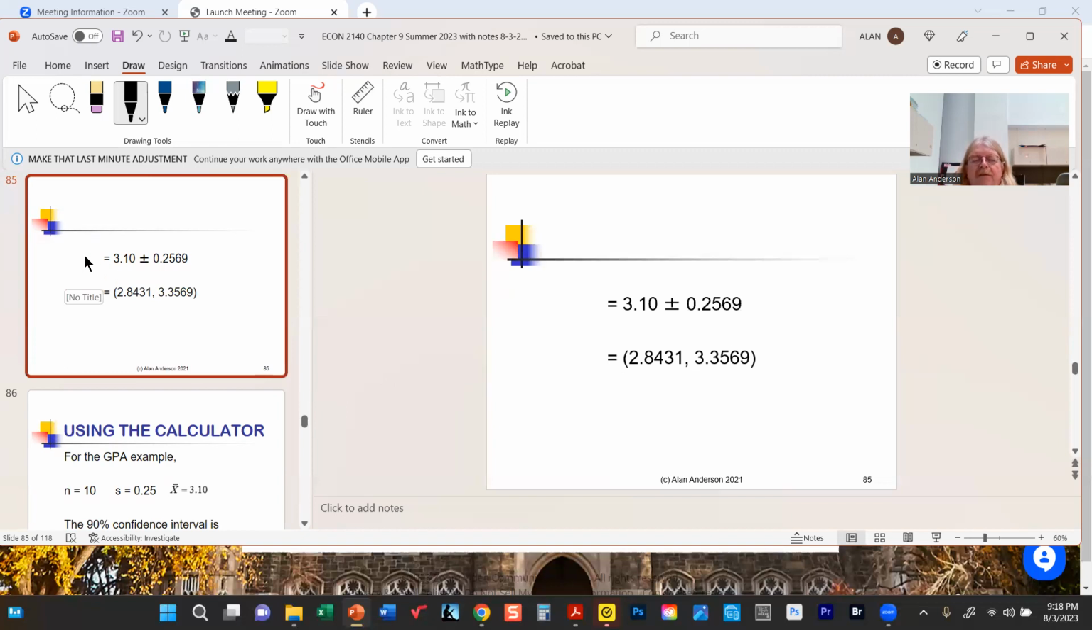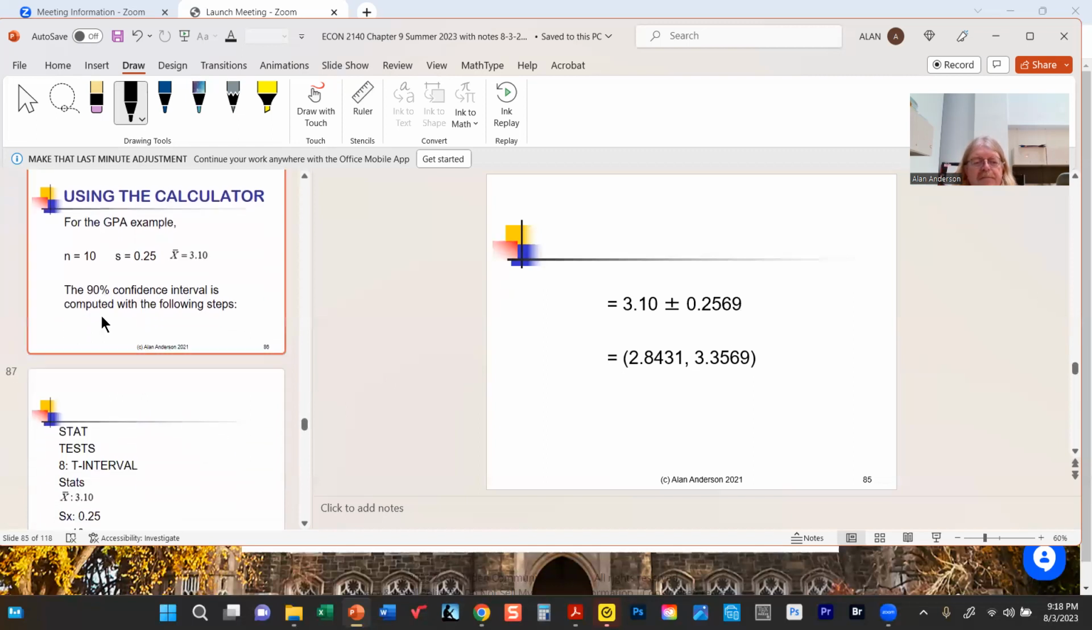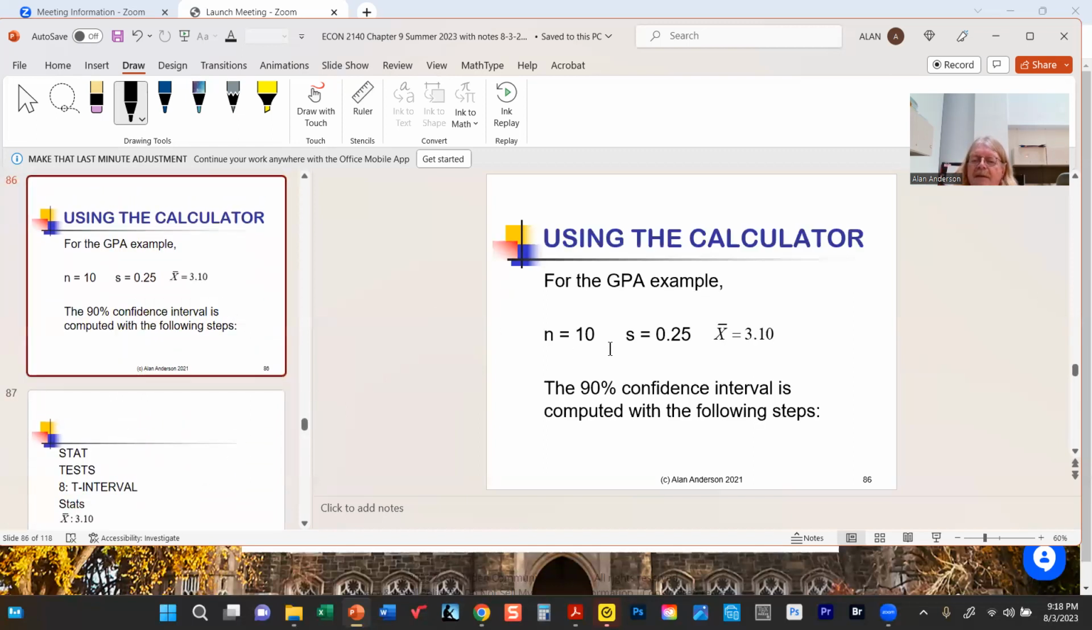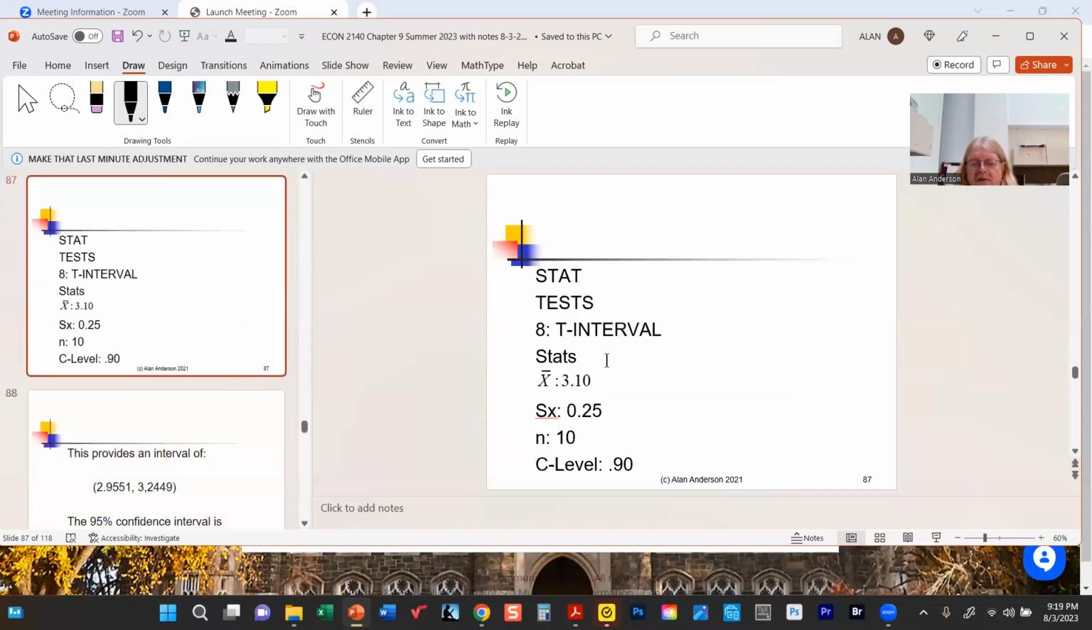Now, you're probably thinking to yourselves, before we were able to find a calculator function that took care of all of this for us. Is there one for the t distribution? And the answer is yes. Okay, here's what you have to do. Let's use the same example, but we'll go back to 90% and see what we would have done on the calculator with its specialized functions.